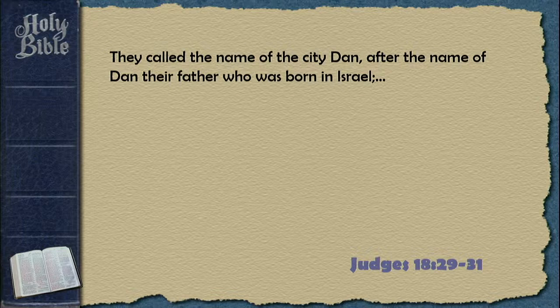Judges 18 says, shown here on the screen, they called the name of the city Dan, after the name of Dan, their father, who was born in Israel. The sons of Dan set up for themselves the graven image, and Jonathan, the son of Gershon, the son of Manasseh, he and his sons were priests to the tribe of Danites until the day of the captivity of the land. So they set up for themselves Micah's graven image, which he had made all the time that the house of God was at Shiloh.